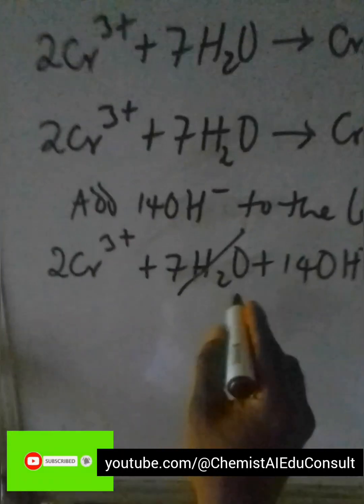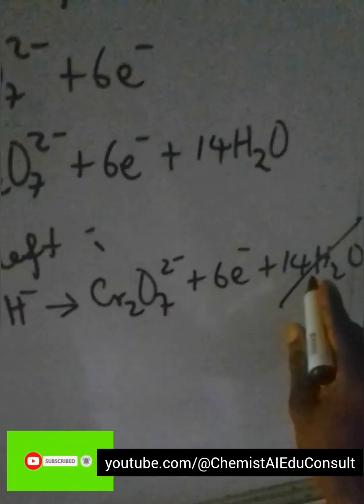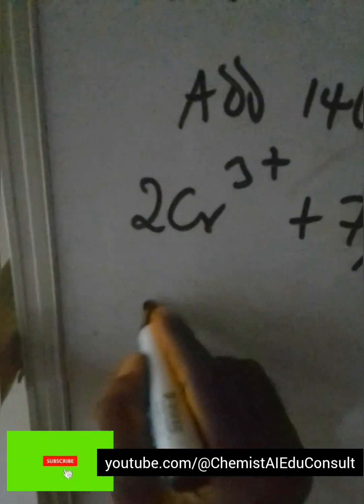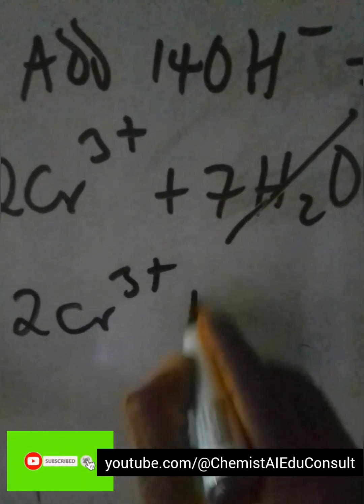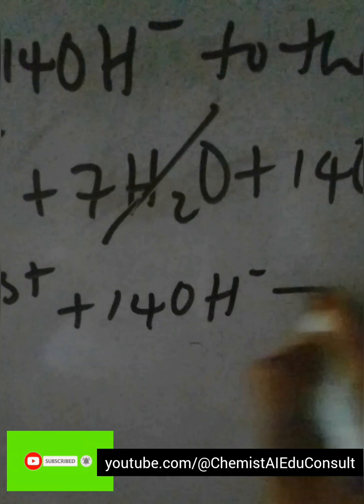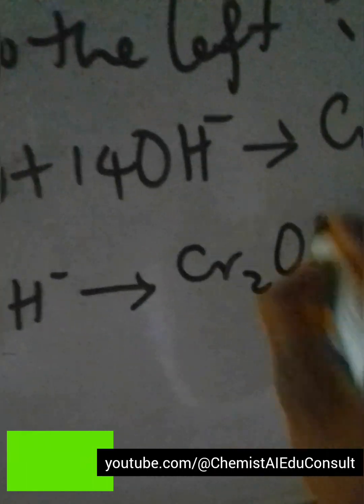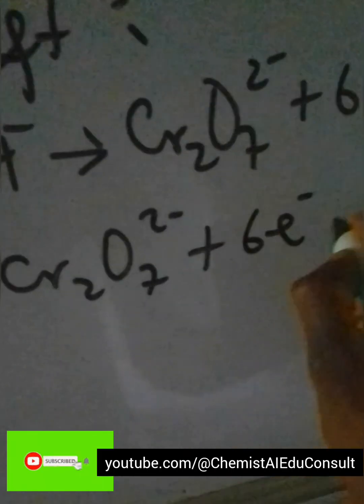Finally, we check for duplicate water molecules. There are 14 here and 7 here. We cancel out so that the water molecules at the left will disappear. The one at the right will remain 7. So we write 2 Cr³⁺ plus 14 OH⁻ to afford Cr₂O₇²⁻ plus 6 electrons plus 7 water molecules.